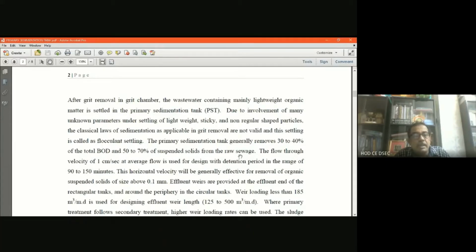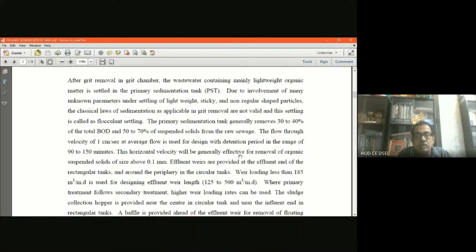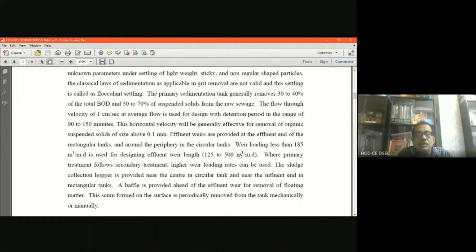So this is the design philosophy: what the detention time is, and what the horizontal velocity is, being considered for removing suspended solid particles above 0.1 millimeter. And the effluent weirs are also provided in the effluent zone. Now, this type of tank, the primary sedimentation tank, may be circular or rectangular in geometrical shape. Two types of tanks are there.